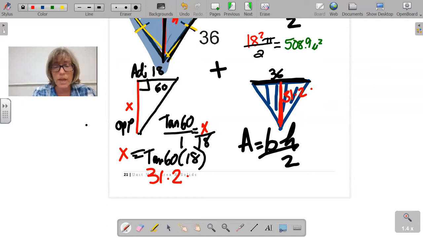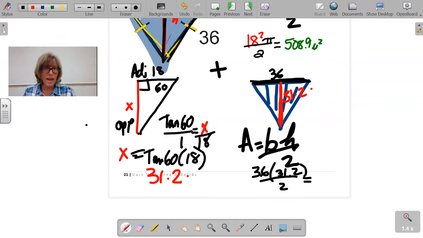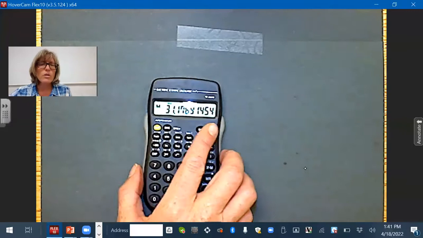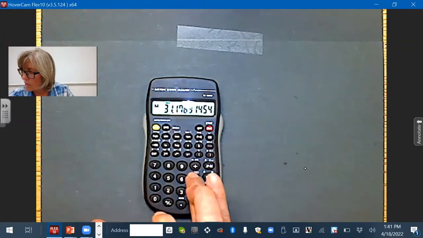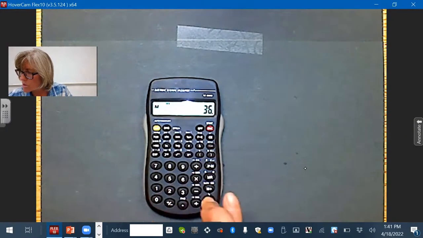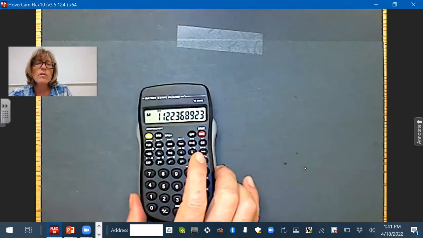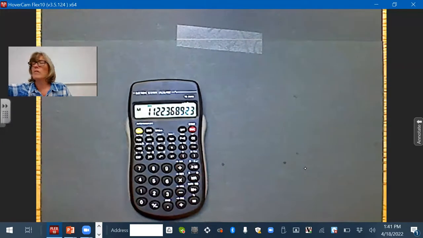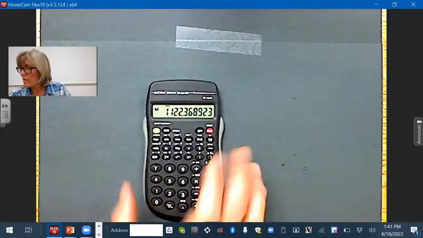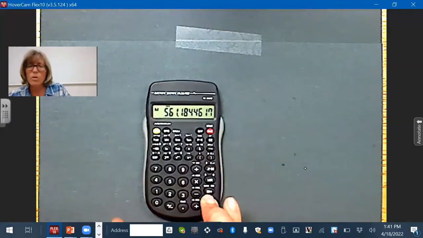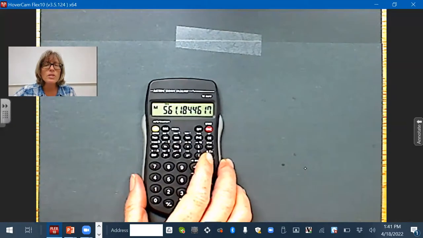So to get that triangle, we're going to do 36 base times our height, 31.2 over 2. It's going to get us that area of the triangle. So 31.2, I'm just going to leave it there, times our base, which is 36. I'm going to divide by 2, and I get 561.2.